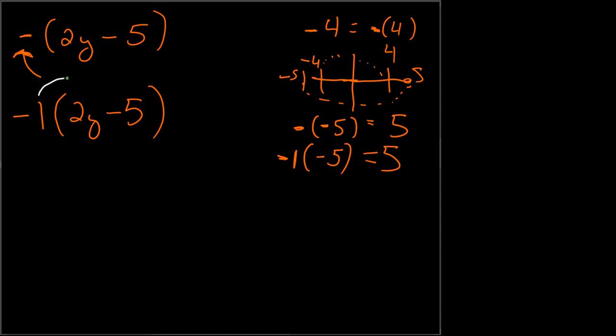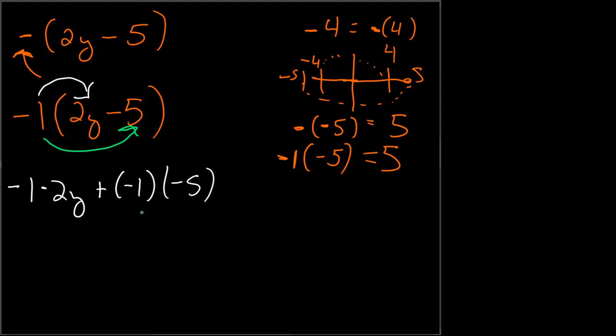So this distributes to the first term and to the second term. And so for the first term, I get -1 times 2y, and then I get minus, I'll use plus -1 times -5. This should be a multiplication sign. Let me make my dot bigger there. And so I get -2y plus 5.